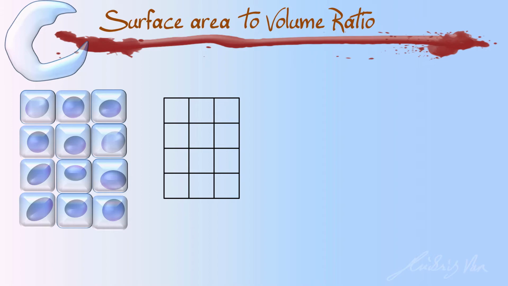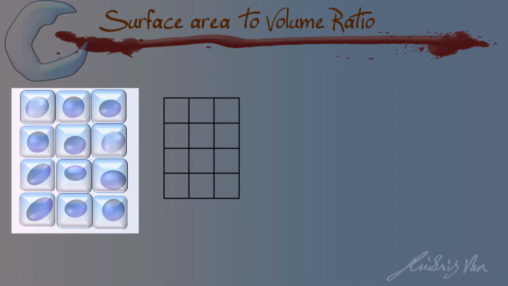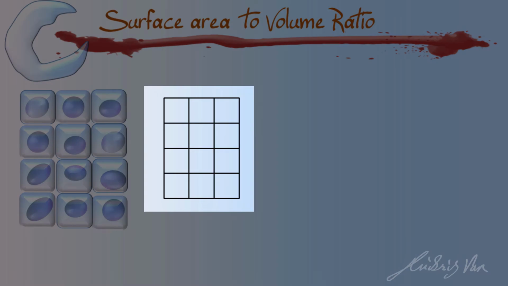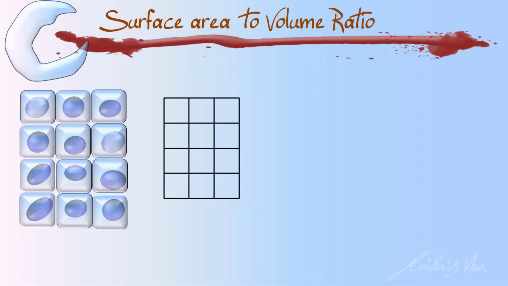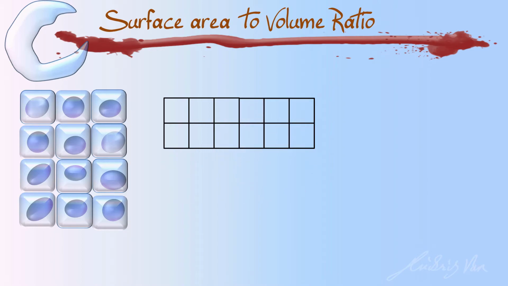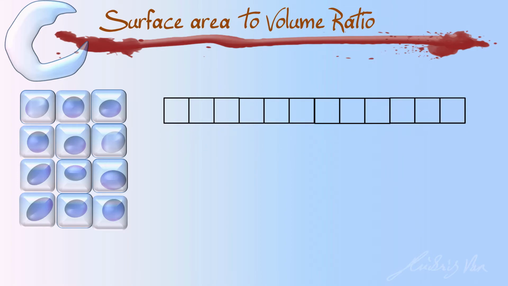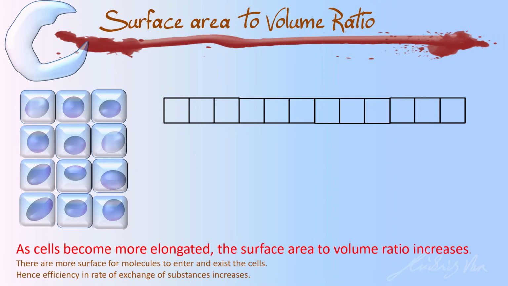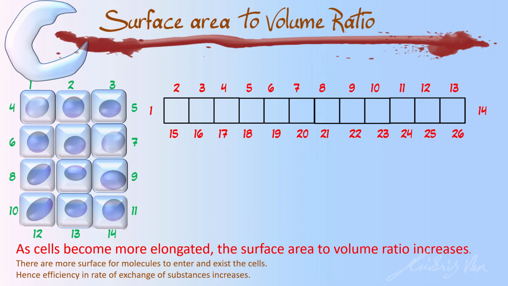So consider this. Just now the cells are in 3D, which is a bit difficult for me to animate, so I have converted them into 2D. And a simplified version can be found on the right hand side. This is how the first cell will look like. The second cell is a bit elongated, followed by the third that is very elongated. So as the cell becomes more elongated, the surface area to volume ratio actually increases. There is more surface area for molecules to enter and exit the cell.